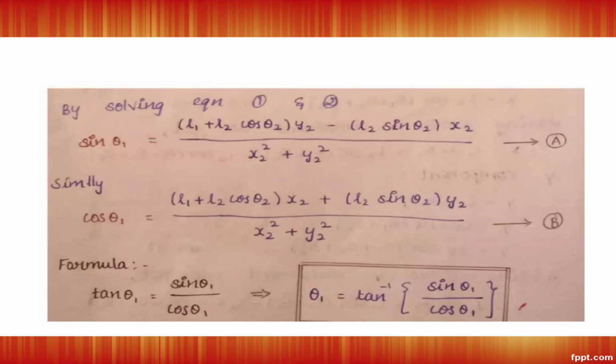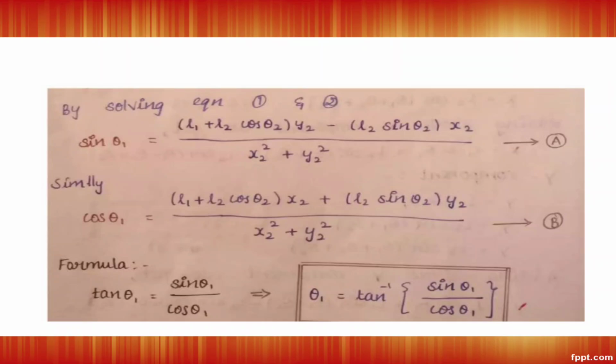Similarly, theta 1 equals tan inverse of y into L1 plus L2 cos theta 2, minus x into L2 sin theta 2, divided by x into L1 plus L2 cos theta 2, plus y L2 sin theta 2. So by solving equations 1 and 2 from x and y, we get the values for theta 1 and theta 2.